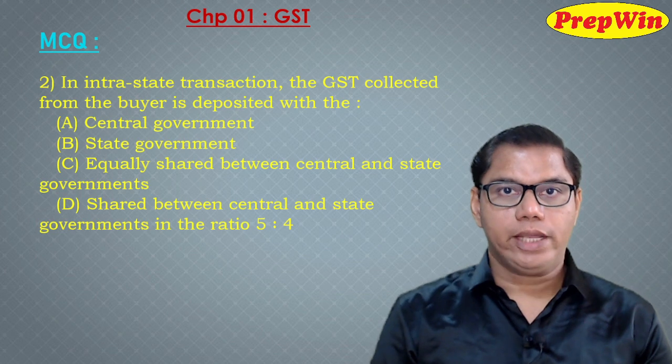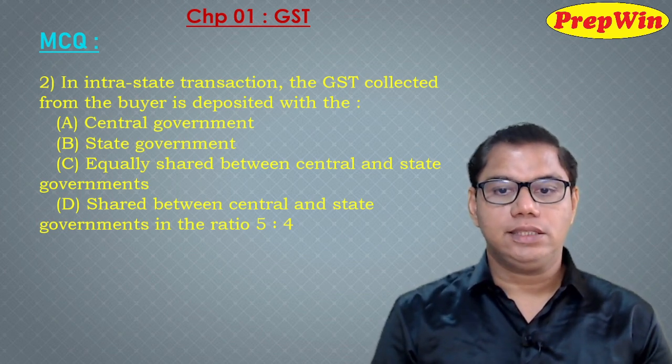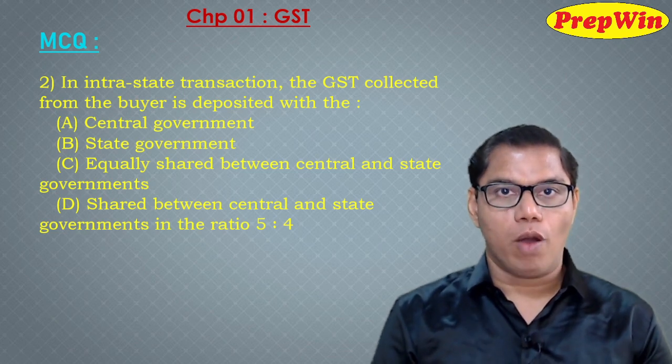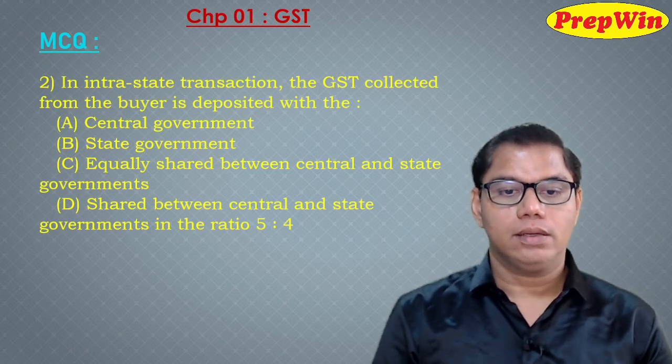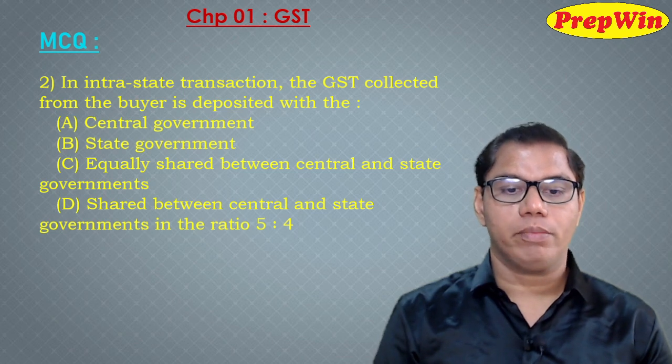So now MCQ number 2. In an intra-state transaction, the GST collected from a buyer is deposited with. Option A is central government, B state government, C equally shared between central and state government, and D shared between central and state government in the ratio 5:4.